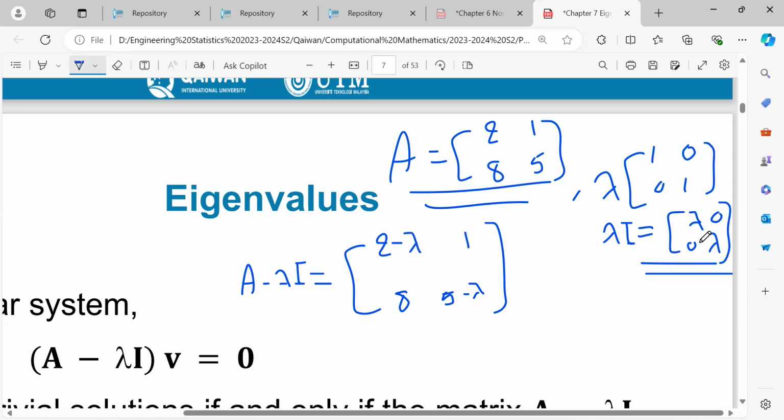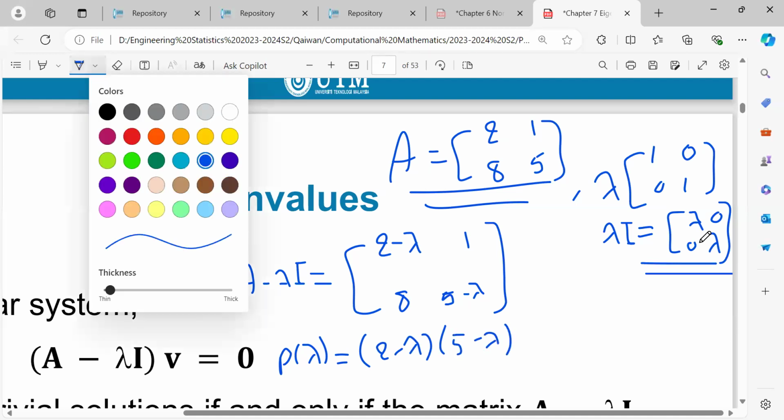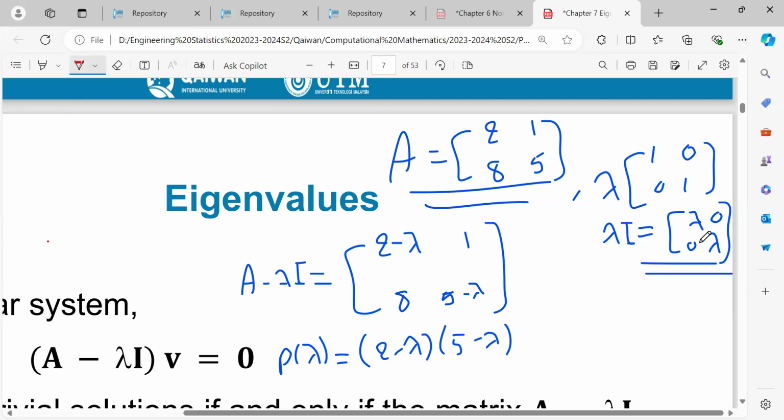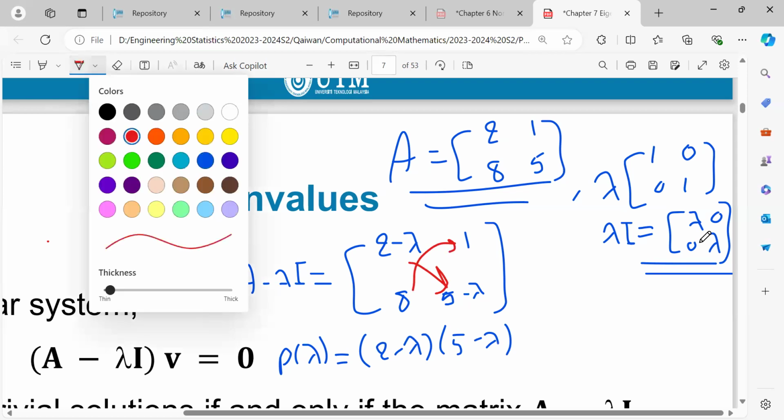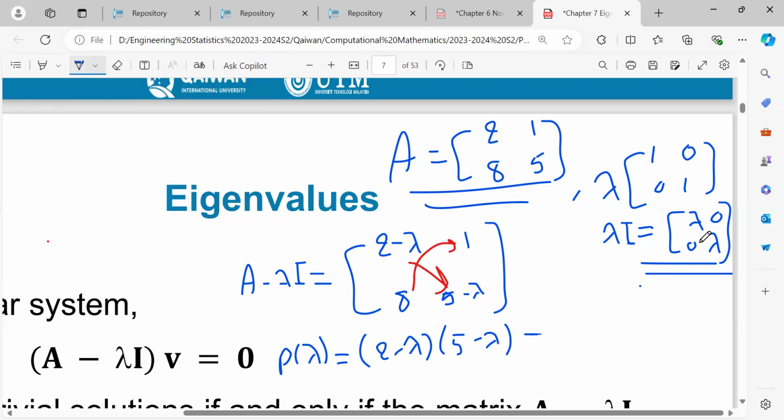We now need to find P of lambda. P of lambda is the determinant of the matrix. The determinant of this matrix is 2 minus lambda times 5 minus lambda. Here, to find the determinant, we multiply these two minus multiplying these two. We studied this rule. Okay? Then minus 8 times 1 is 8.